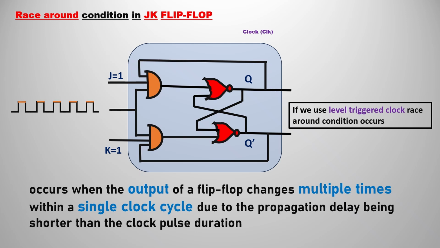In the timing diagram analysis we saw edge triggering. Suppose you pass level triggering in that circuit, then we will obtain a condition called race around condition when you pass both the inputs as 1 1. It occurs when the output of the flip flop changes multiple times within a single clock cycle, due to the propagation delay being shorter than the clock pulse duration. We will understand this with the timing diagram as well.